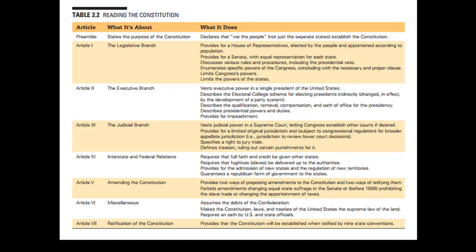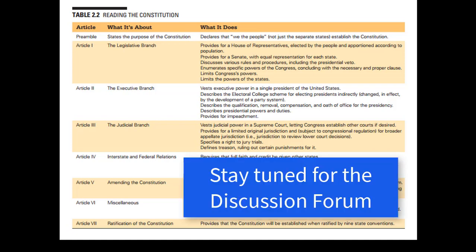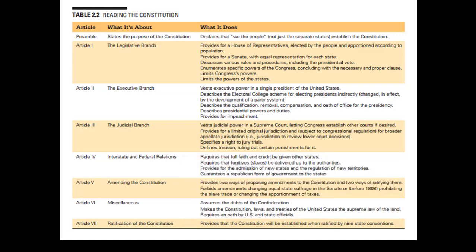Here is just a table that outlines some of the things that we've just talked about. We will be referring to the Constitution quite often throughout this course. In the next section, we'll talk about what was done to try to sell the Constitution to get it ratified, and that includes the Federalist Papers and, of course, the Bill of Rights, which we'll talk about in more detail in the next section.